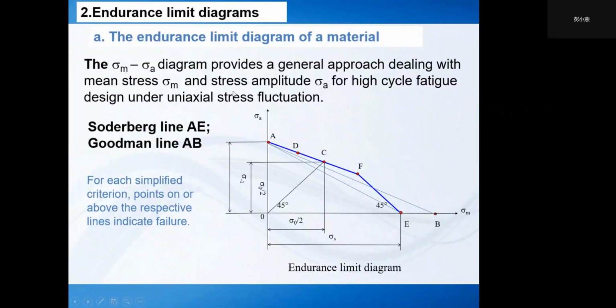For the S-N curve, the stress life curve is under the same stress ratio, but for the endurance limit diagram, it's under different stress ratios but the same life, meaning the same cyclic number. Usually we choose N0, okay?